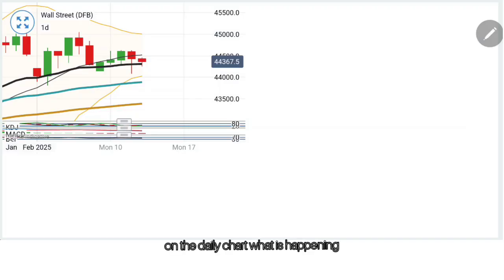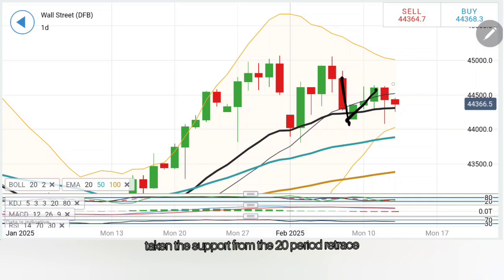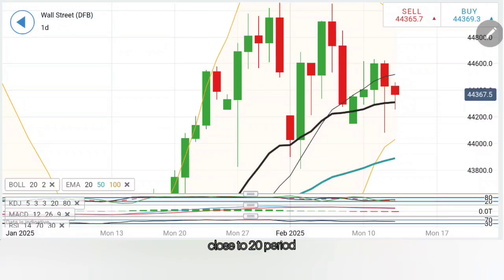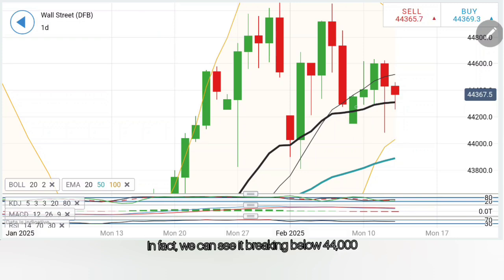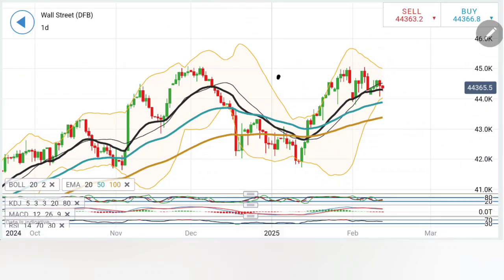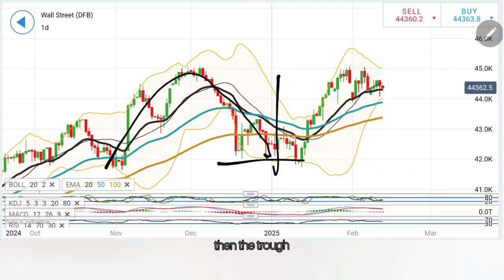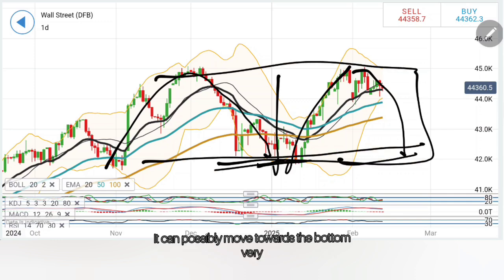Coming to the daily, on the daily charts, what is happening? Notice after this big bearish move, it has taken the support from the 20 period, retrace, and now see preceding candle lower highs and a red body, and now it is trading almost close to 20 period. Very, very important for it to now trade below the 44,300 and 44,240 mark, below which you can expect a greater price correction. In fact, we can see it breaking below 44,000. Possibilities there. Notice what it is doing. See, divide this into two: peak, then the trough, then the peak here. It can possibly move towards the bottom very, very soon.